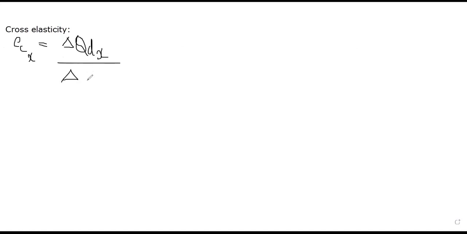Okay. Cross elasticity. Cross elasticity is when the demand for a commodity changes due to a change in the price of a related commodity. Here we have considered X as the commodity, and the quantity demanded of X, QD of X, changes due to a change in the price of Y. X and Y being related commodities, into initial price of Y divided by initial quantity demanded of X.